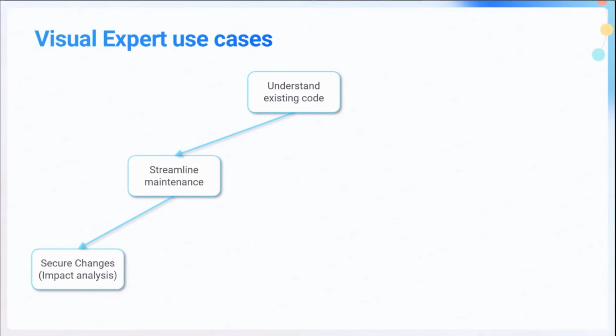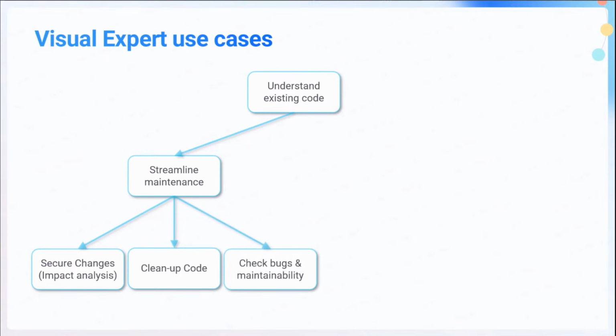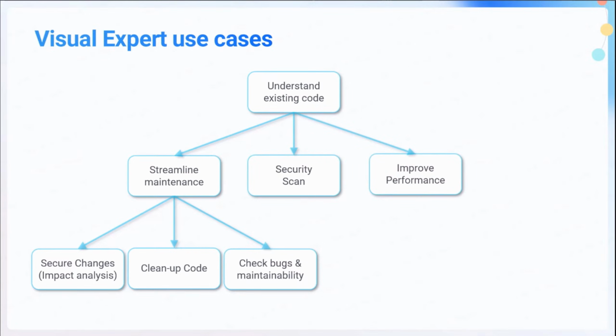Then, to help with maintenance, we secure changes by performing impact analysis anytime you're about to make a change. We can clean up the code to streamline maintenance, check different kinds of problems, bugs, maintainability, and also scan for security vulnerabilities. You can improve the response time and performance by identifying slow objects, and we can help to upgrade to, for example, a new version of PowerBuilder by detecting obsolete functionalities that have to be replaced. Not so many of them, but it's always helpful to find them easily.